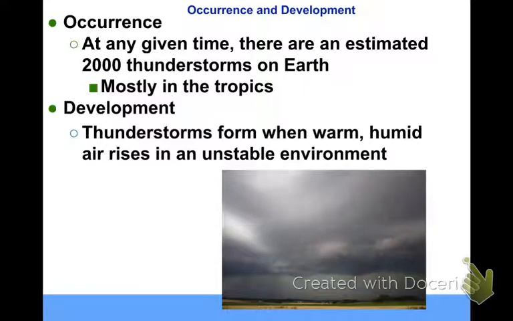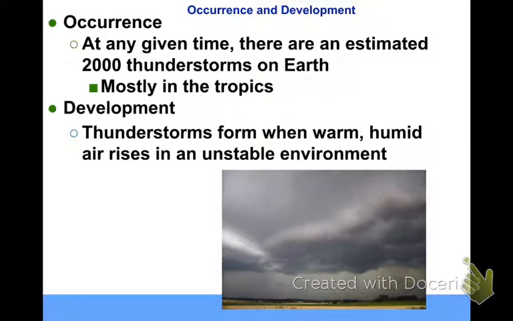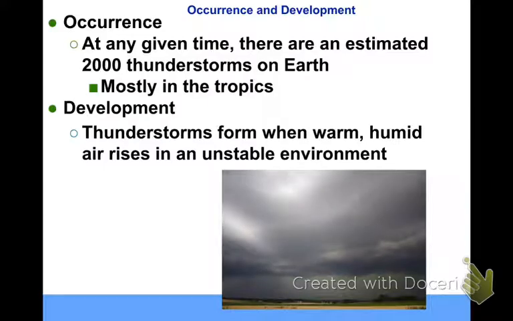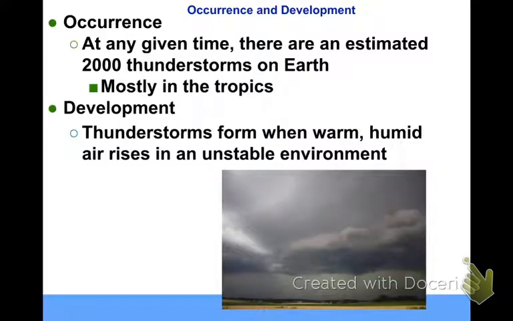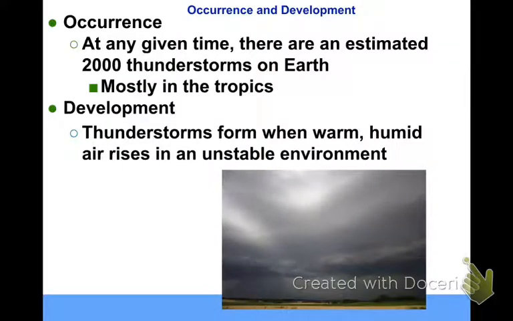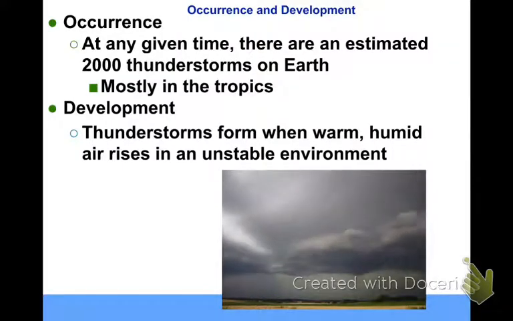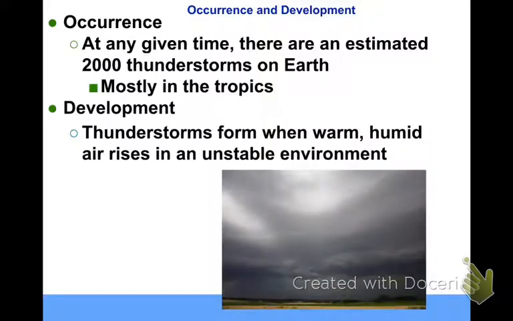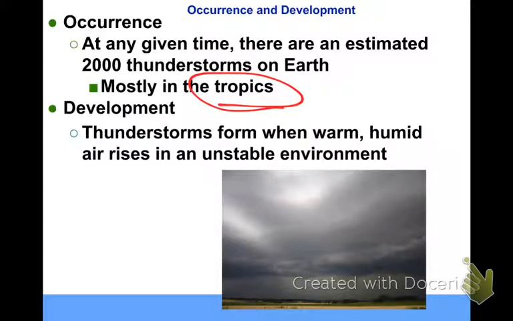So occurrence of thunderstorms. At any given time, there's about 2,000 thunderstorms going on in the earth. So thunderstorms are constantly occurring because they're constantly trying to balance out those differences of charges with the lightning and just trying to balance things out. Most thunderstorms occur in a warm, humid environment. So warm, humid, mainly that is like the tropics. So tropical regions are very, very warm, and they're also very, very humid.